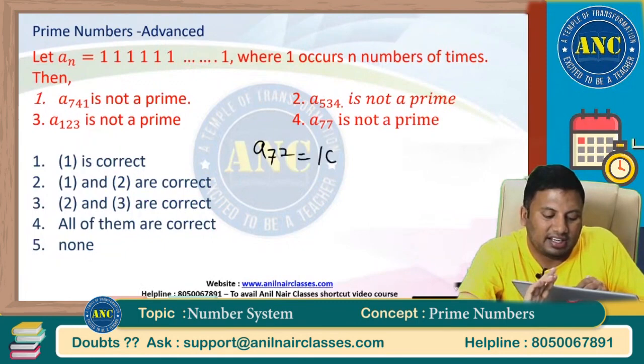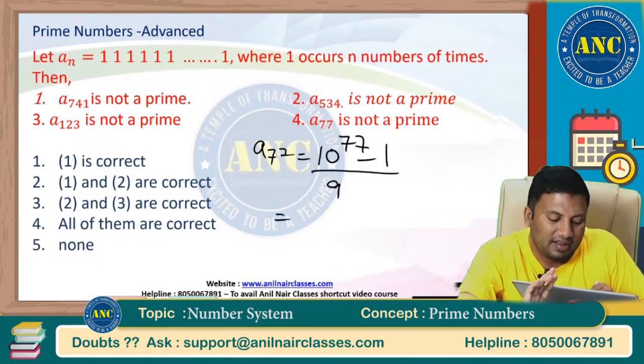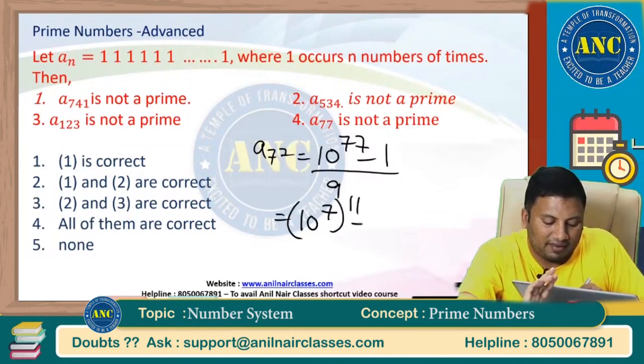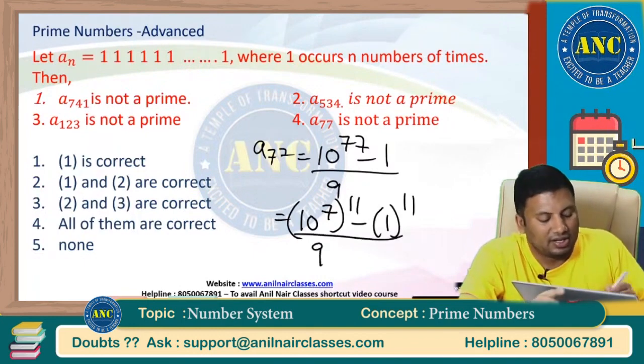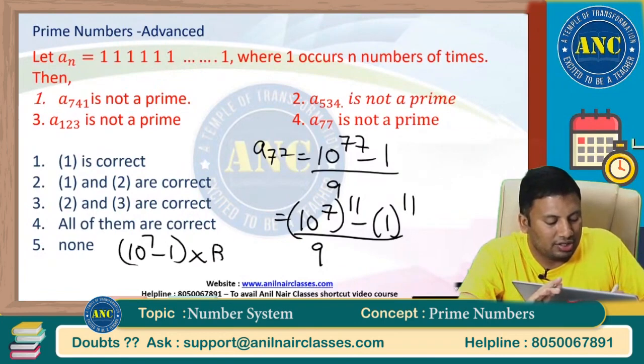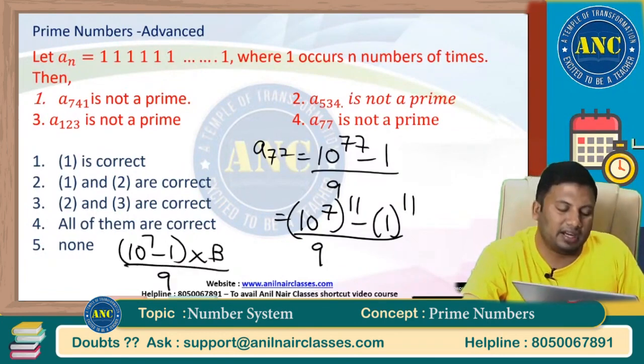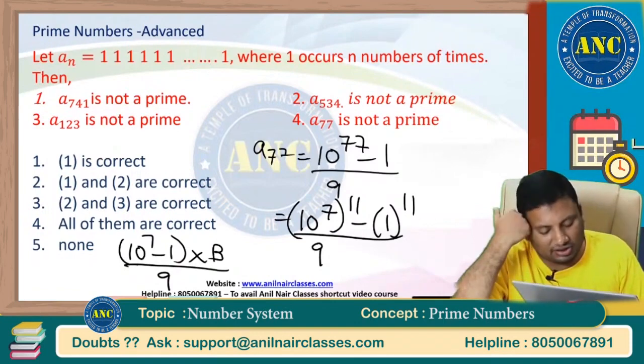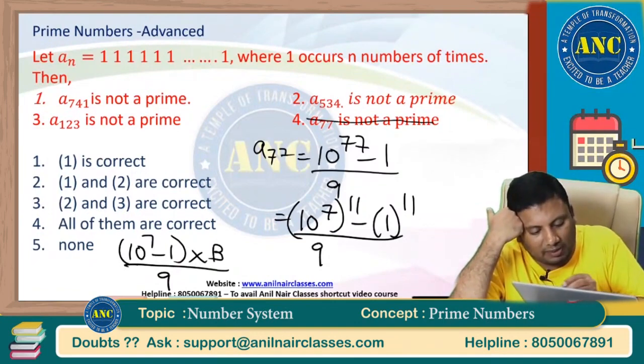A77. 77 is 10 power 77 minus 1 divided by 9. This is 10 power 7 power 11 minus 1 power 11 divided by 9. So this is divisible by 10 power 7 minus 1 into some number divided by 9. I will get 6 ones. 6 ones is divisible by 3. So this also is not a prime number.